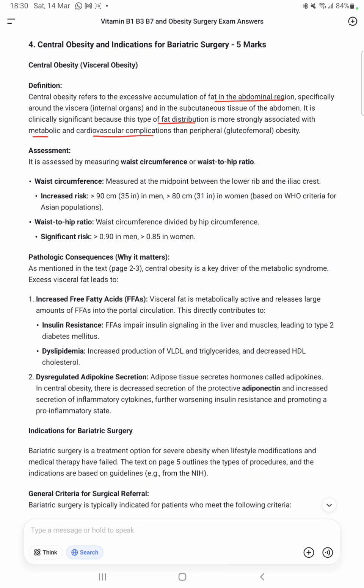Why does it occur? Because of the increased free fatty acids. The visceral fat is metabolically active and releases large amounts of free fatty acids into the portal circulation.